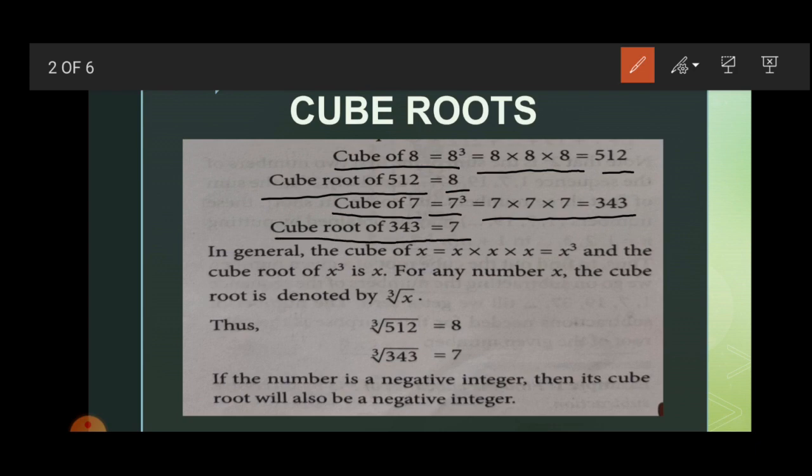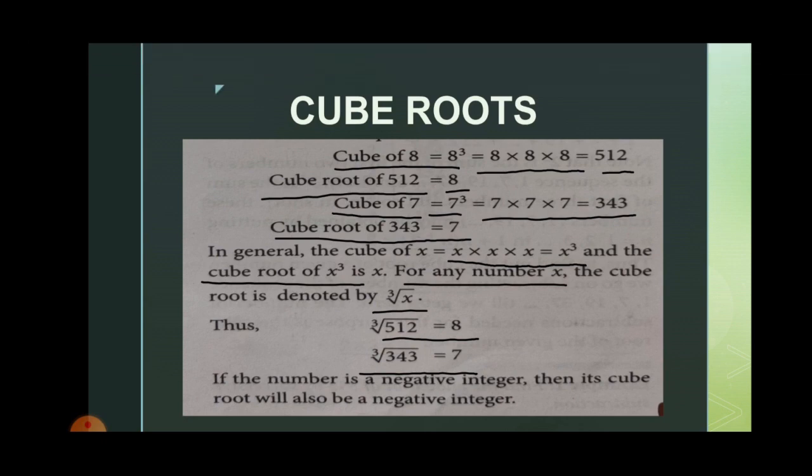In general, the cube of x is x into x into x, which is x cubed, and the cube root of x cubed is x for any number x. The cube root is denoted by this sign. So the cube root of 512 is 8, and the cube root of 343 is 7. If the number is a negative integer, then its cube root will also be a negative integer.